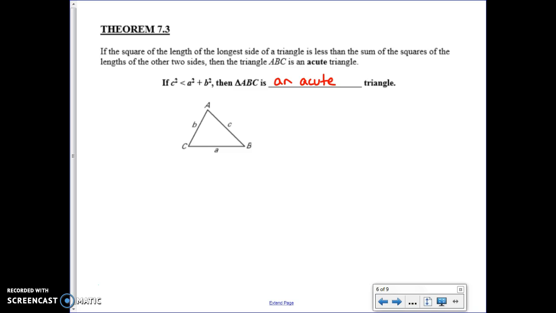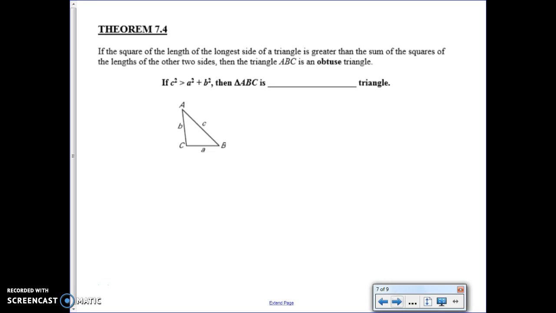triangle. The next question is going to be, what if it's bigger? What if c squared is bigger than a squared plus b squared? Well, then we have an obtuse triangle. As long as you put the hypotenuse value, the longest value, first, let that less than match up with acute, greater than match up with obtuse. That's going to help you to remember those.